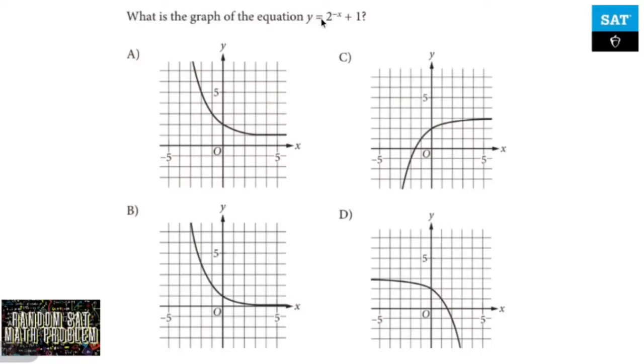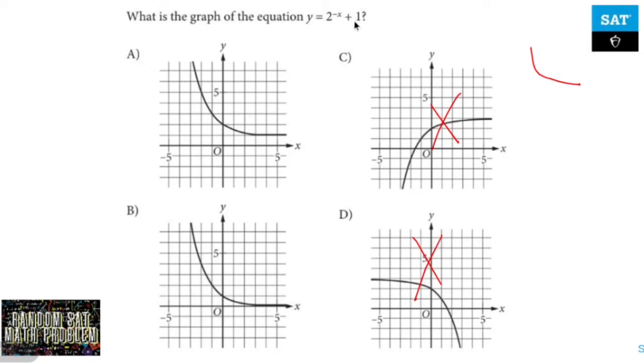What is the graph of the equation 2 to the negative x plus 1? All right, so this is an example of exponential decay because of that negative x right there. So what you're going to see is something that looks like decay, which is that one, or that one. Decay looks like this. So not you, not you.